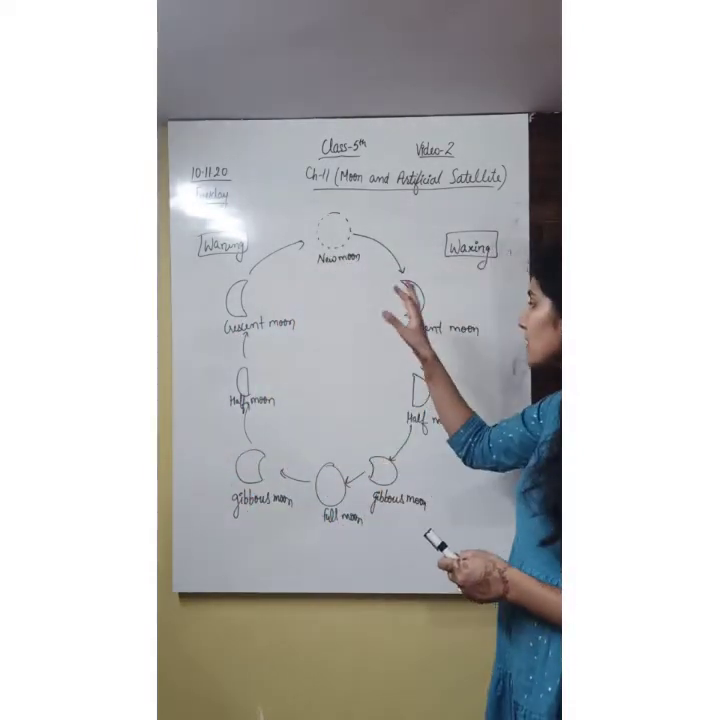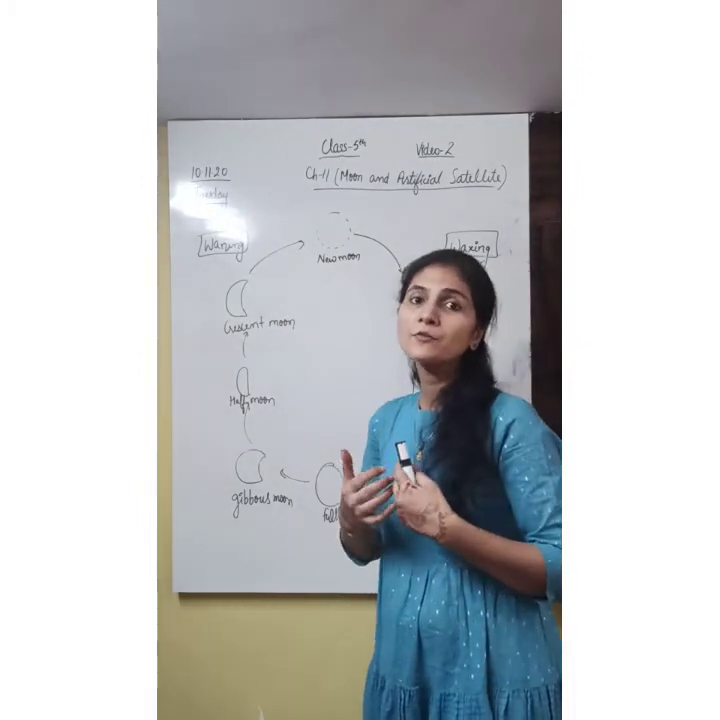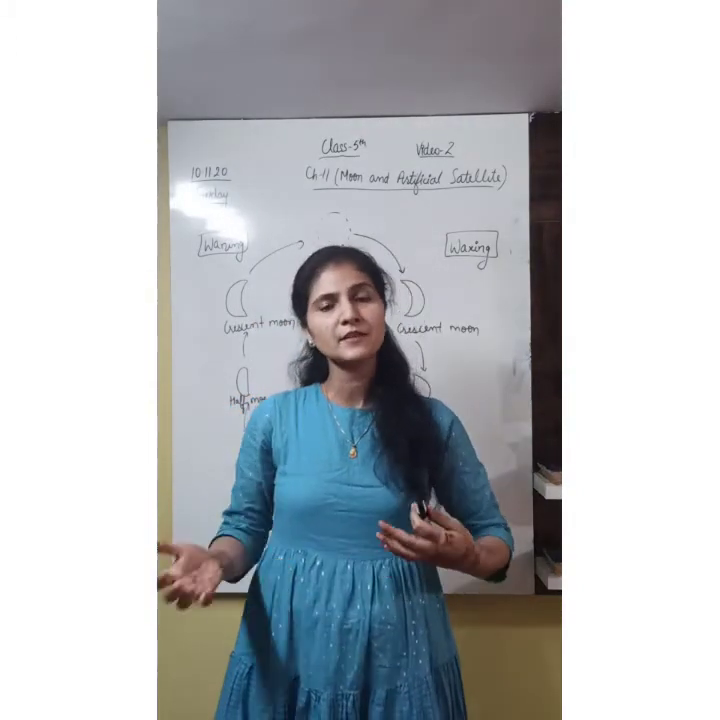So beta, this process is going on again and again, and ultimately we are seeing the different phases of the moon. इसलिए हमें मून के अलग अलग फेजेस दिखाई देते हैं.